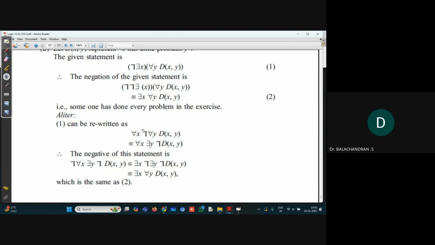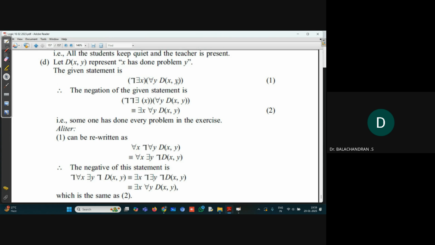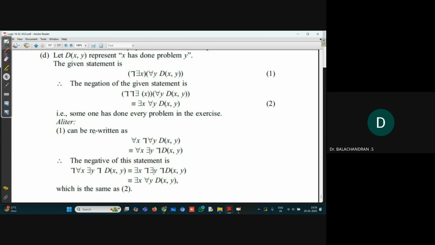So there is another method also. This is the first method, aliter. So equation 1 can be rewritten like this. How can you write the rewritten form? I think they will take this negation inside, but you should write 1. So this is a crucial step, and then I think this is enough.